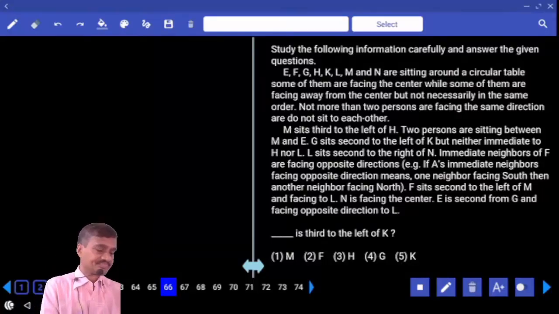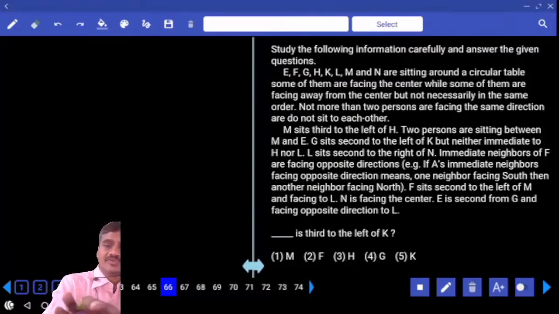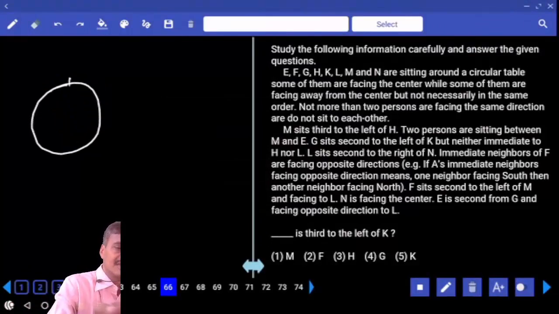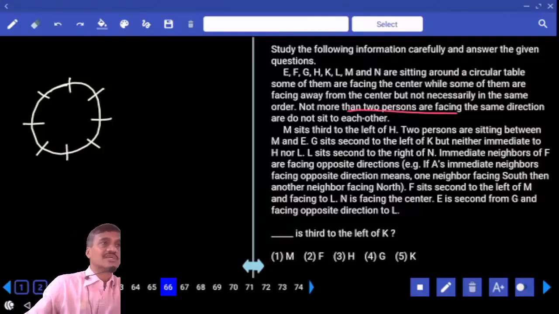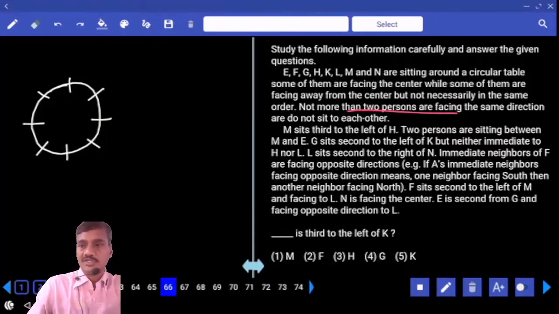Then coming to question numbers 66 to 70. Now in 66 to 70, what is the information we have? 8 persons are seated around a circular table, and some persons are facing towards the center and some are facing away from the center. Some inward, some outward. And at the same time, not more than 2 persons who are facing the same direction are sitting together.